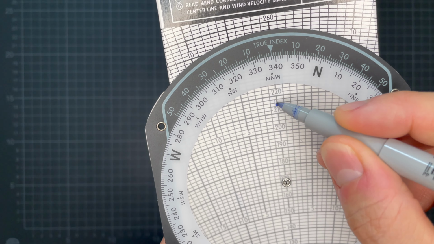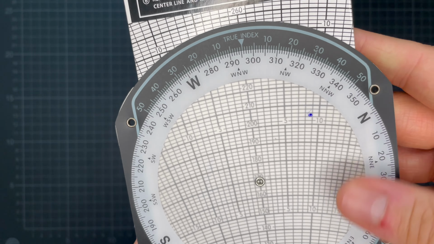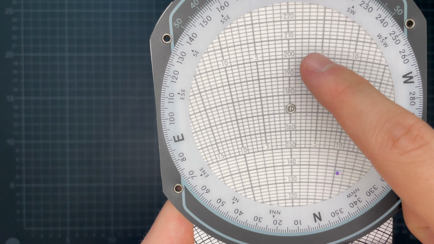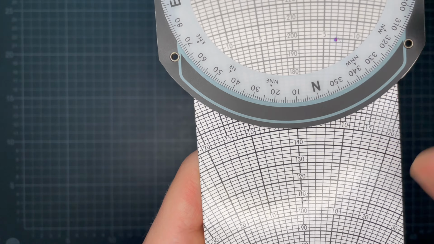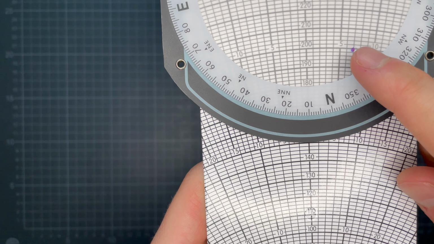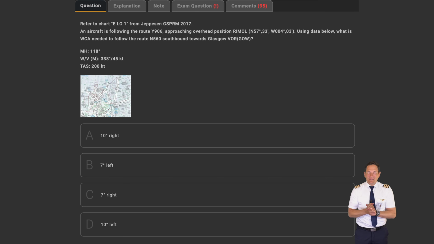dot there. Turn the moving dial again until your course matches up with the index. In our case, that's 191 degrees. All you need to do now is take the dot you drew and shift the speed card until it aligns with the true airspeed of 200 knots, and you will see your wind correction angle is 7 degrees to the right. And there we have it. The correct answer is 7 degrees to the right.